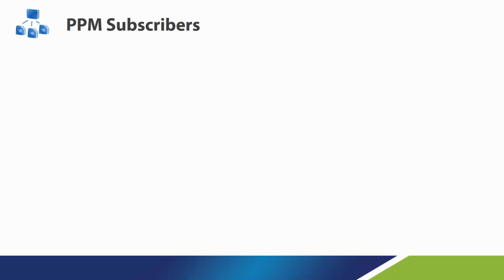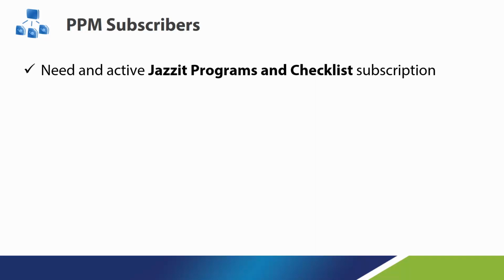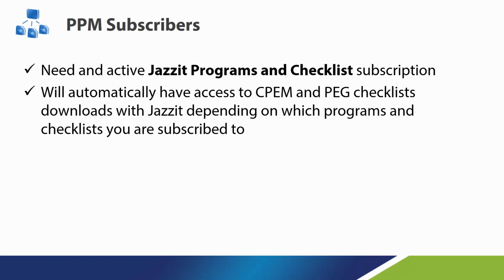If you are a PPM programs and checklist subscriber, you'll need to have an active Jazzit programs and checklist subscription to access the new programs and checklists. Once the subscription has been verified, you will then have access to the relevant checklists on the Jazzit Support Center downloads page.